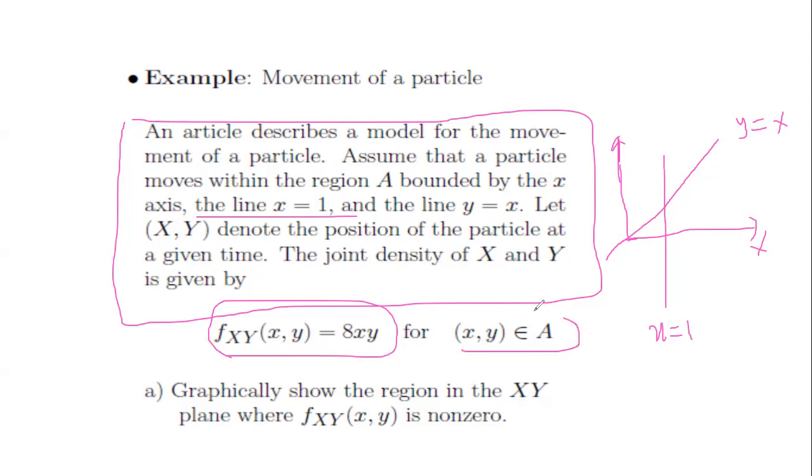The PDF of X and Y is defined by the function 8xy for all these pairs which are within the region A. So I assume a function 8xy which you can plot and see how it looks. Okay, and on that 8xy plot I have to draw the line x equals 1 and y equals x. And that particular region which crosses these two lines becomes the area of my interest. It's just an area of interest. Look, for example we can have something like this, just don't get bogged down.